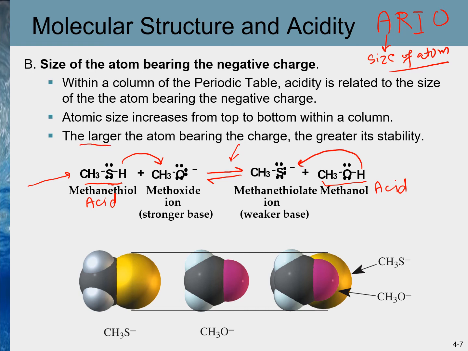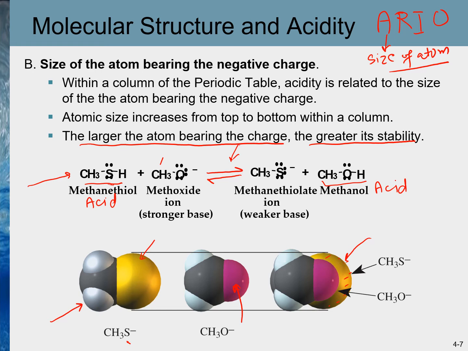So in other words, the larger the atom bearing the charge, the greater the stability. This can be seen with the help of this model. As you can see, the sulfur atom is much larger than the oxygen atom. The pink atom here is oxygen and the golden one is sulfur. So a larger atom means that the negative charge is dissipated better, or in other words, on a larger atom the negative charge is delocalized better.